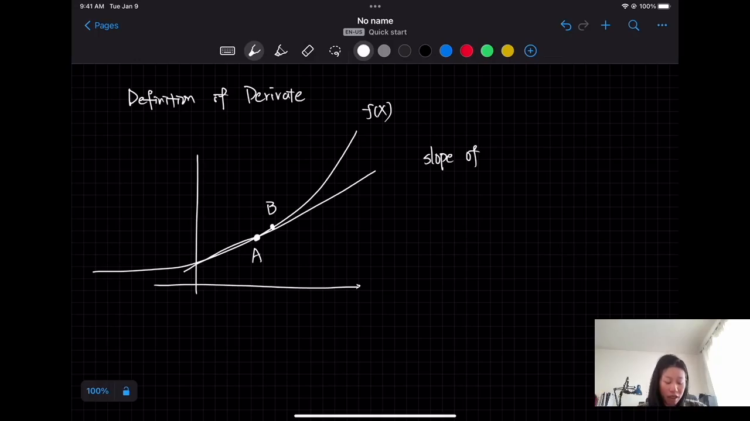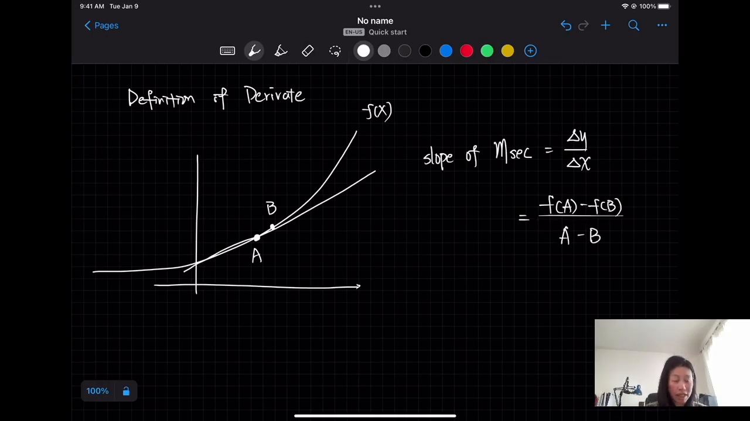Okay, so remember the slope of a secant line equals what? If you have two points, it is going to equal the change in y over the change in x, right? The change in y is f of point A minus f of point B, over A minus B. That's the slope of a secant line.